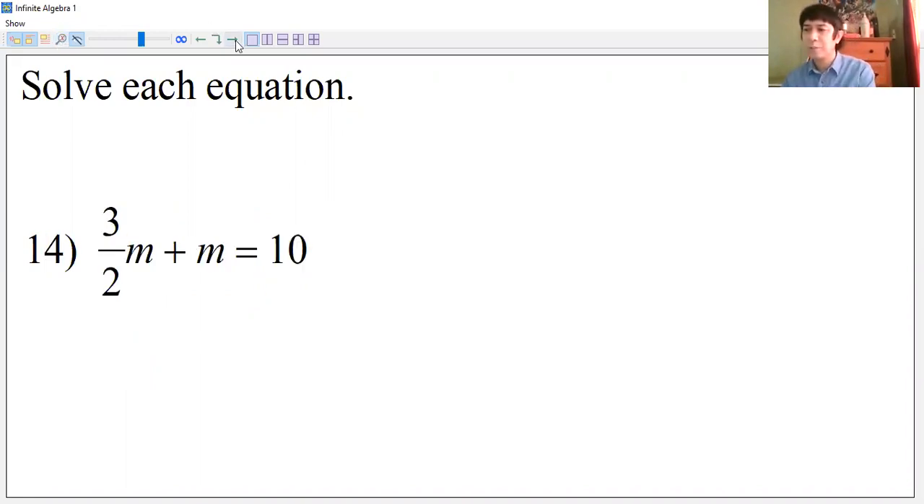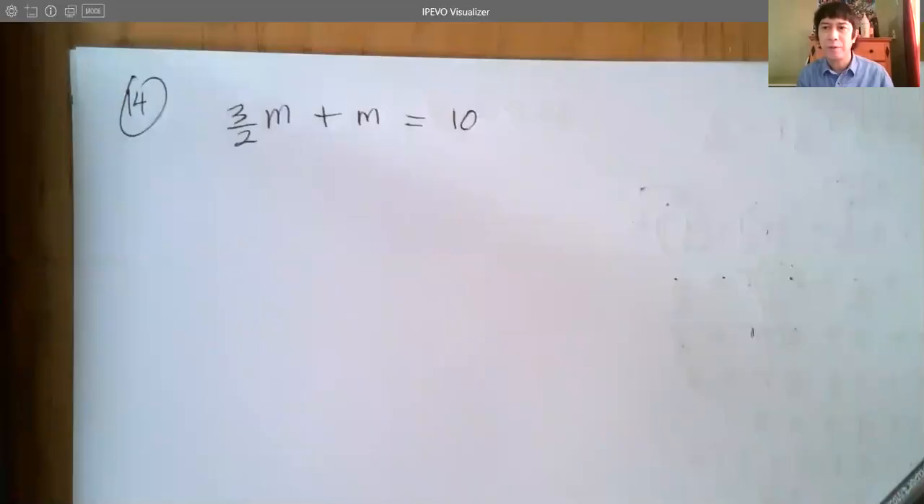Okay, so this is number 14, and we're going to solve this on the paper again. So let me just write the problem. So this is number 14. So this is 3 halves m plus m equals 10. Rather simple equation, a linear equation with a fraction. So let's go back to our paper. Okay, we're back here. I already wrote the problem there.